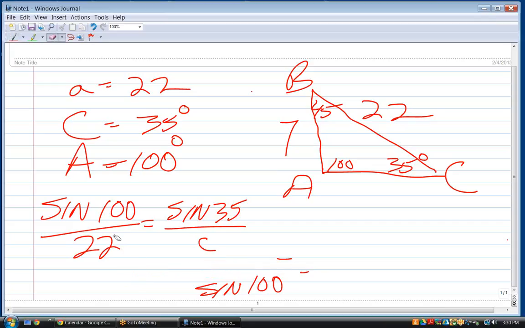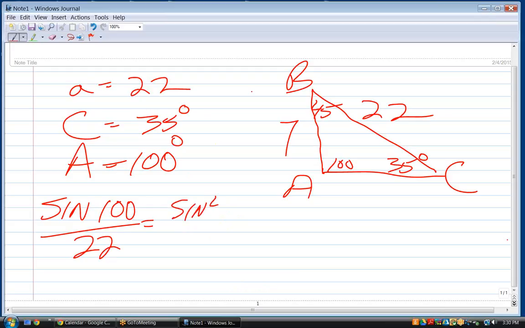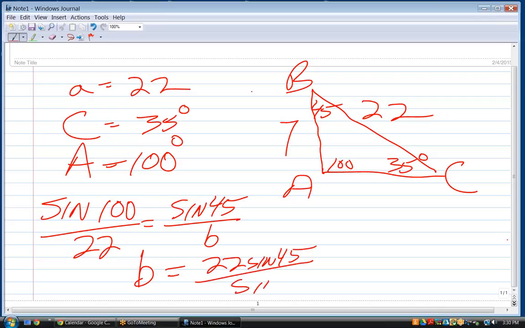Now, we already have this ratio, so let's use it to figure out B. So we've got the sine of 45 over side B. So it's going to be 22 sine 45 over sine 100. Notice that the sines are going to be positive no matter what they are. The biggest angle you could ever have would be 179 degrees, and that's in the second quadrant, so it'll be positive. So you're never going to produce a negative number with any of these. This is 15.7. All right, that's believable.